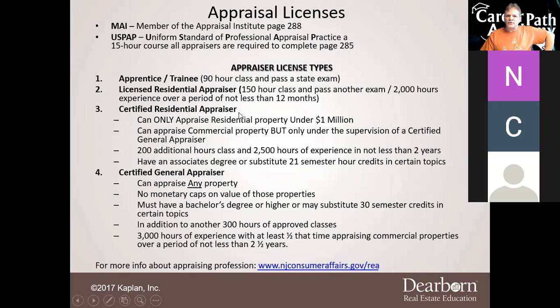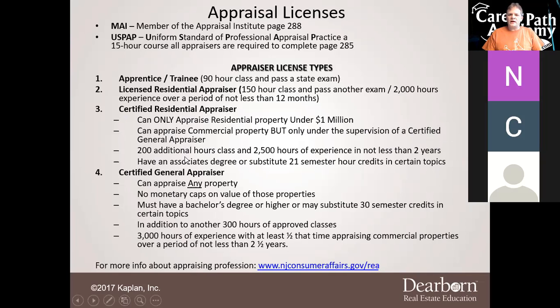In order to become a certified residential appraiser, first of all, you can only appraise residential properties under $1 million, unless you're under the supervision of a general appraiser. That's the only time you could appraise commercial properties. See, a certified residential appraiser can work on their own. They don't have to work under another appraiser. But if they don't work under a certified general appraiser, they cannot appraise commercial property. If they are under a certified general appraiser, they can.